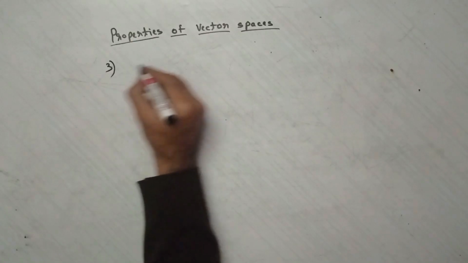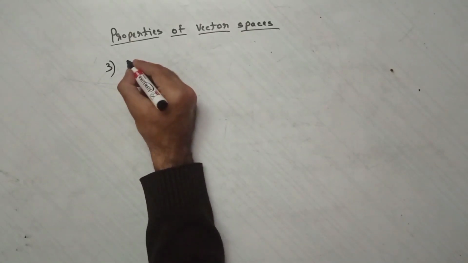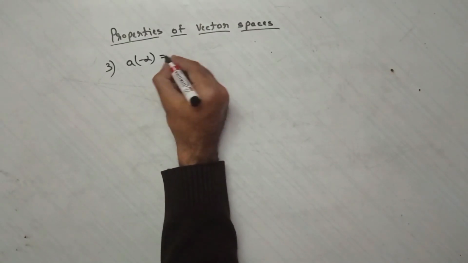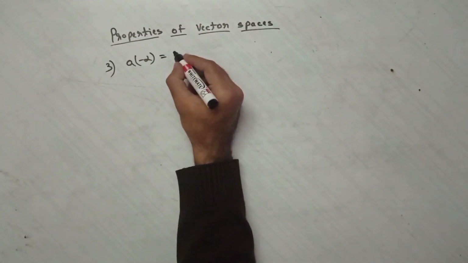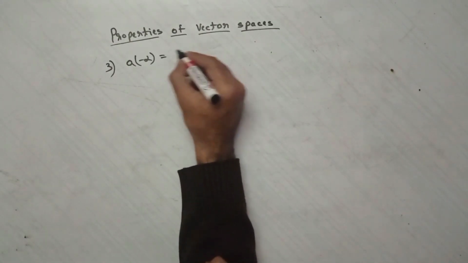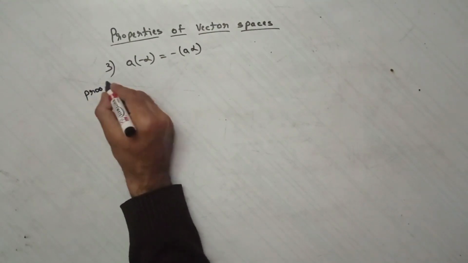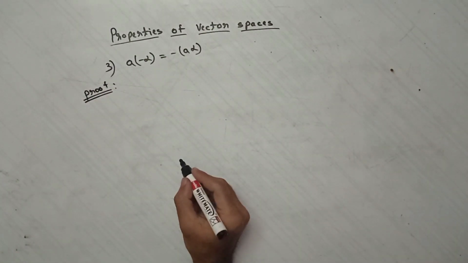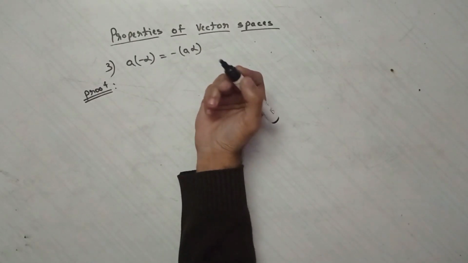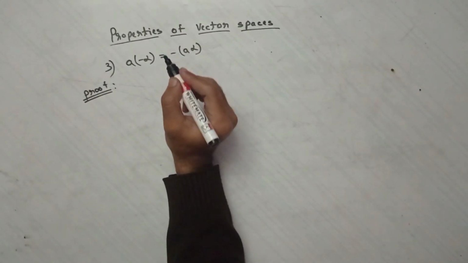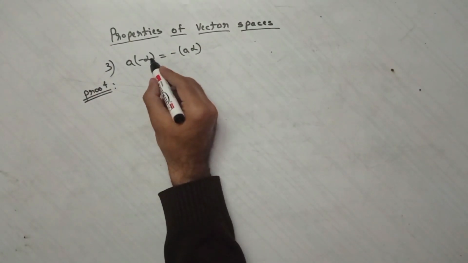The third one is a of minus alpha equals minus of a alpha. Yes, minus of a of alpha. Proof. For the proof, we take alpha 1 0 alpha equals a 0. We know how to take it from the side, so the concept is that the inner value is this negative 1.